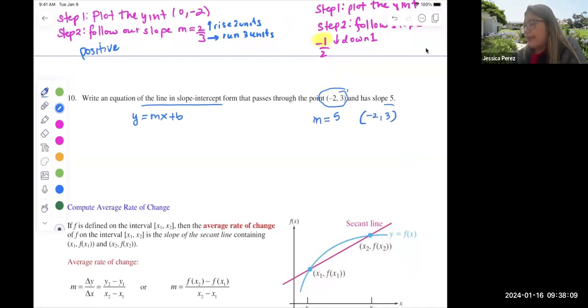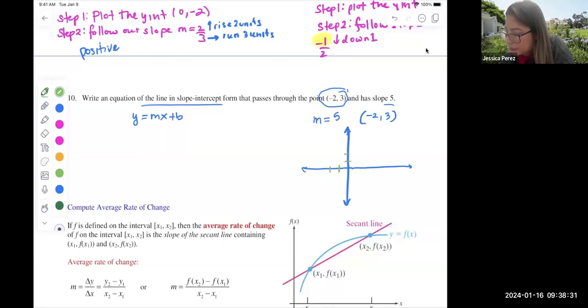So what are we not given? The only thing that we're not given is the y-intercept. So we can actually find it by graphing what we know. We know that there is a point at (-2, 3), so I'm going to go -2, +3. So this point is (-2, 3). And then I know that my slope is 5, so I'm going to go up 5 over 1, up 5 over 1.